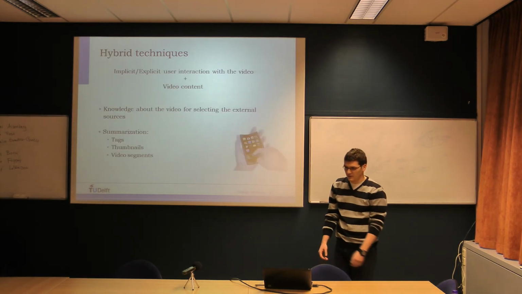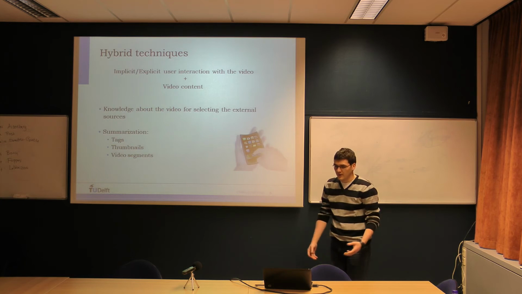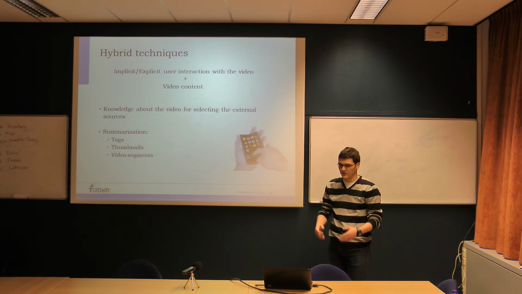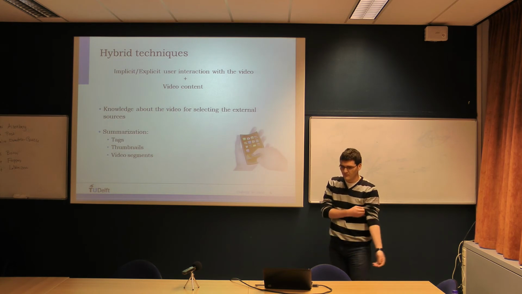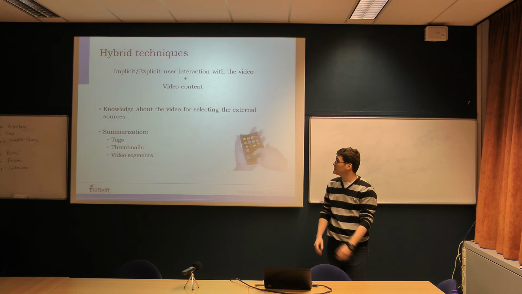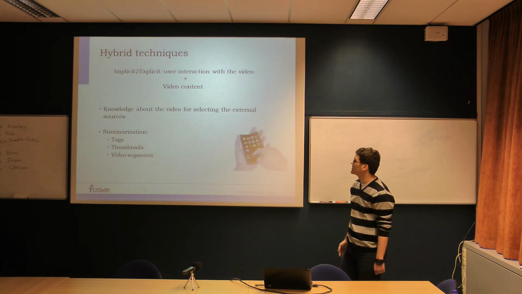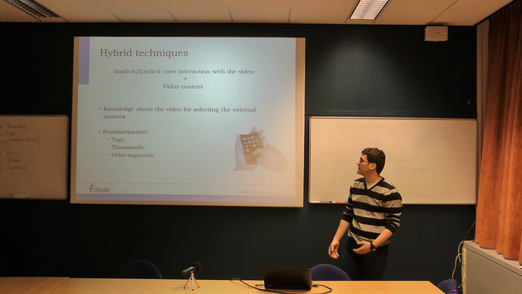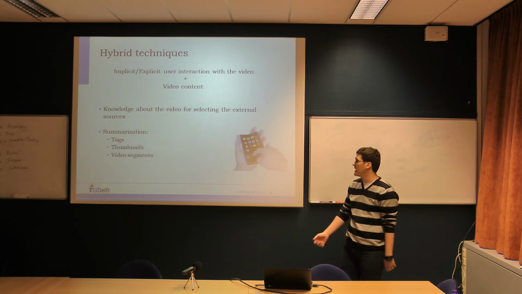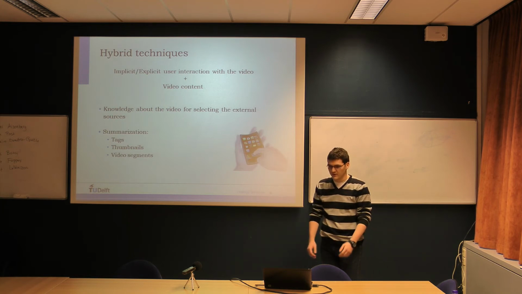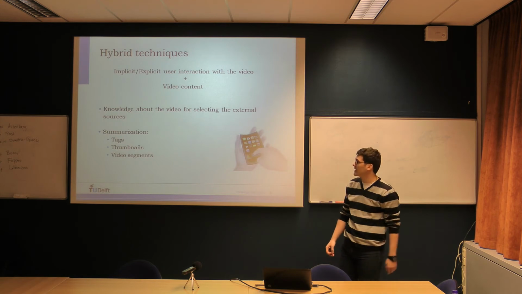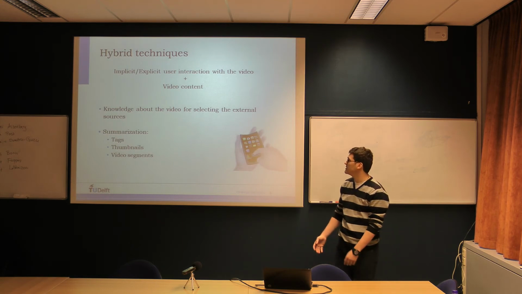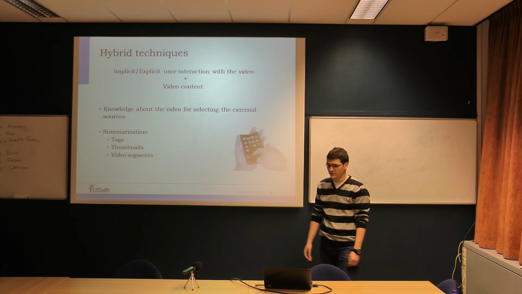Hybrid techniques. Hybrid techniques try to combine internal summarization with some external information, because the internal information in the video is not enough to get the user's need. The external information comes in the form of implicit or explicit user interaction with the video. Implicit interaction means the interaction that the user has with, for example, the video player: pausing, playing, stopping, scrolling, closing. And there are systems that are capable of doing summaries using only this user interaction.